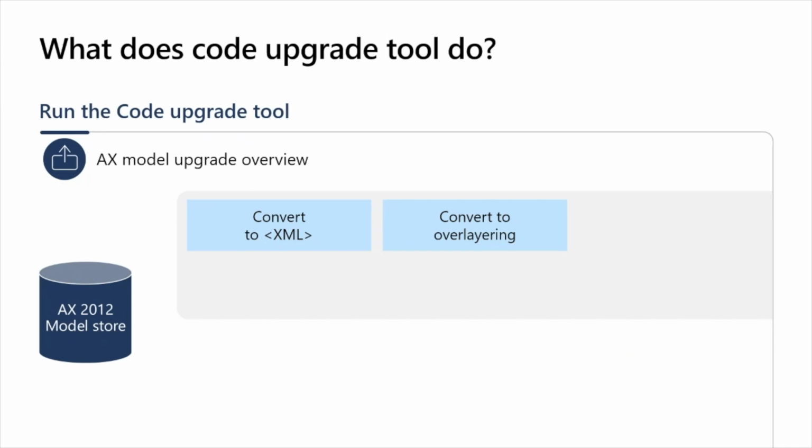The second thing is it converts objects with respect to overlaying. So what happens is overlaying are stored in special Delta folders in 365. So this tool detects all the overlayers and moves that to the respective folders.